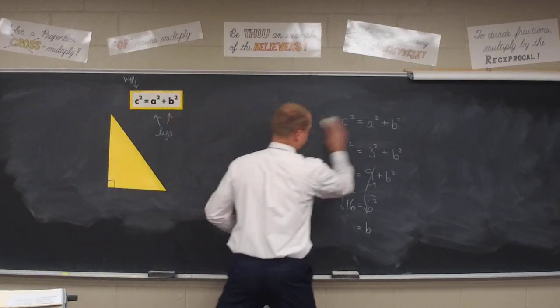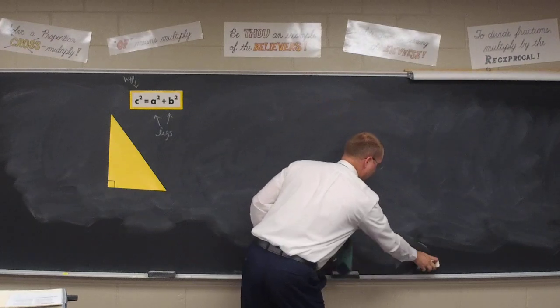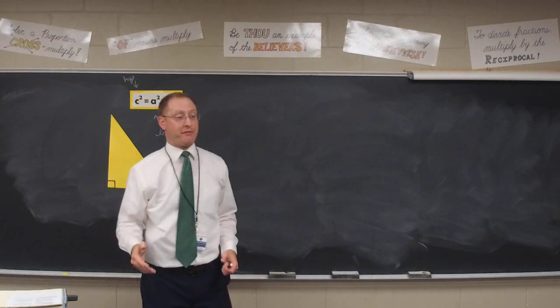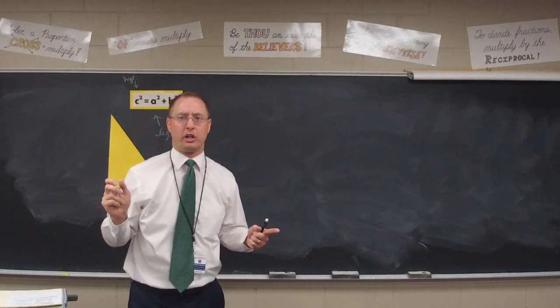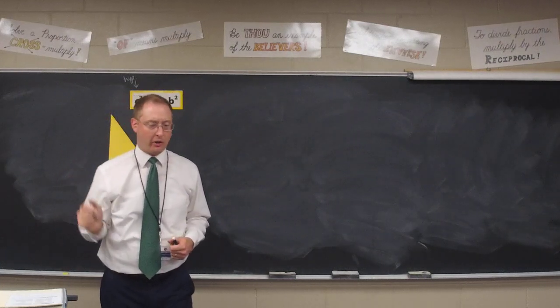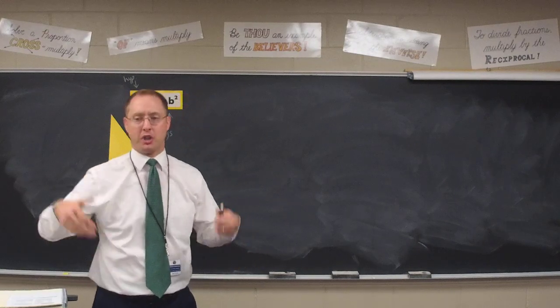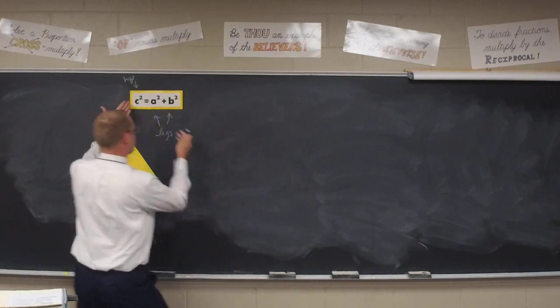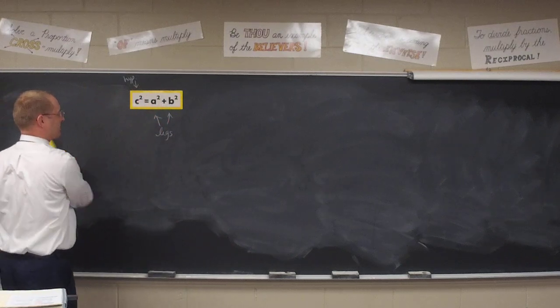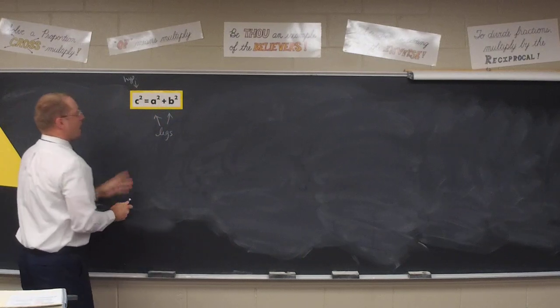Got some bigger numbers this time, but it's still a right triangle. And if I know two sides of a right triangle and I want to find the third side, stay with me through the bell here. If I've got two sides of a right triangle and I want to find the third side, I know I've got to use the Pythagorean theorem, which says C squared equals A squared plus B squared.